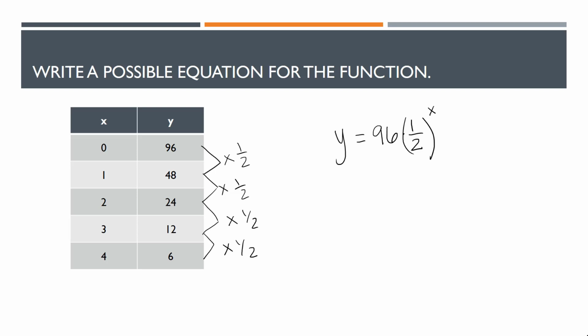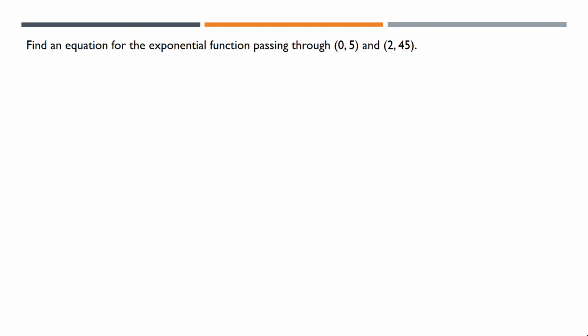And we certainly know that's true for linear functions. If we have 2 points, we can write a linear equation between those 2 points. How about if we have 2 points and we want to write an exponential equation? Is that enough? Let's try this. Find an equation for the exponential function passing through (0, 5) and (2, 45).